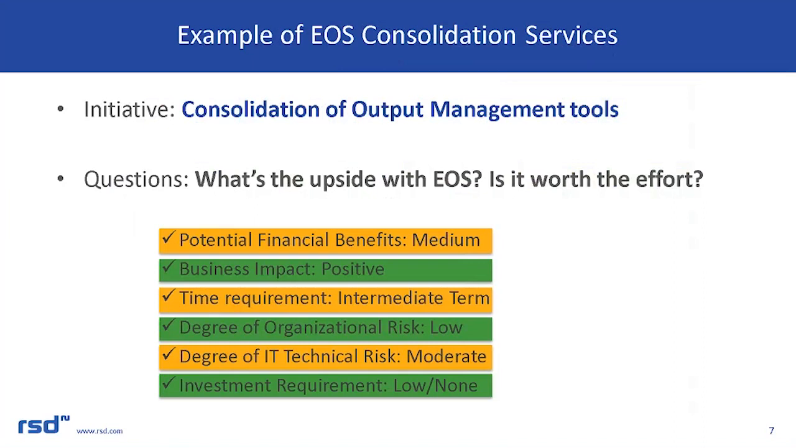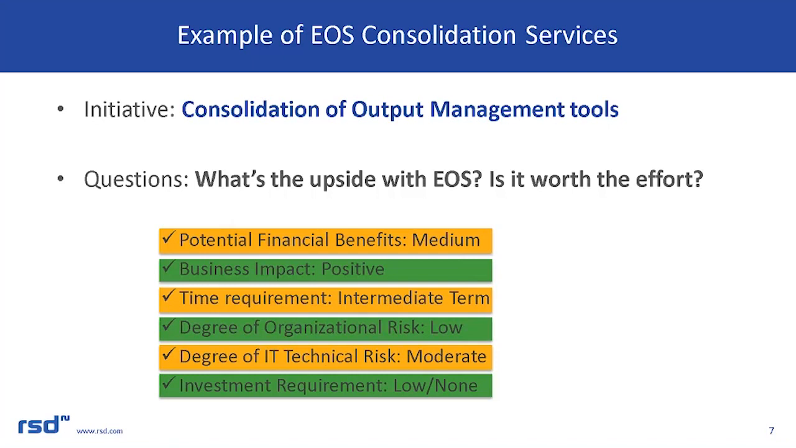Very positive. Degree of IT technical risk was moderate or yellow. There were changes to the environment. A lot of production jobs had to be changed, and things were moved around. There were minimal changes in overall production. The investment requirement was low or none. There was little upfront cost. A little money was budgeted for services initially, but the other cost was subscription. So overall, that was in the green.